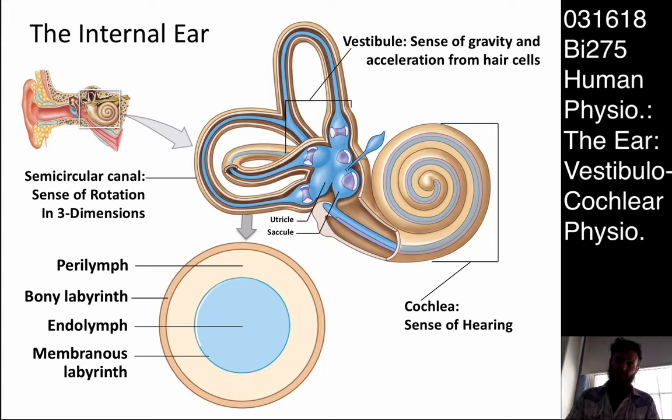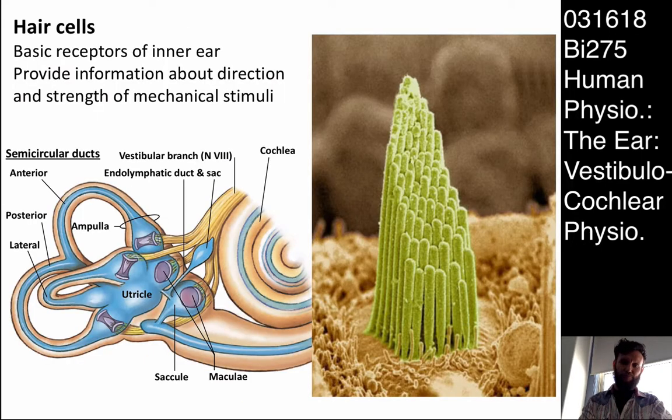The vestibule itself is what gives us our sense of gravity and acceleration. This is a variation on a similar theme to what I described in the cochlea. There are hair cells with stereocilia on them that get physically stimulated. So let's take a closer look at these hair cells. They're the basic receptor of the inner ear.